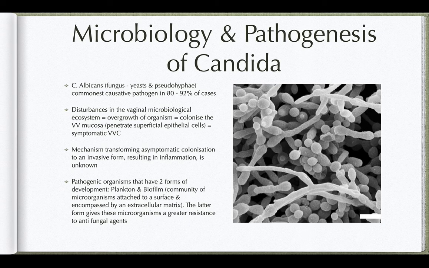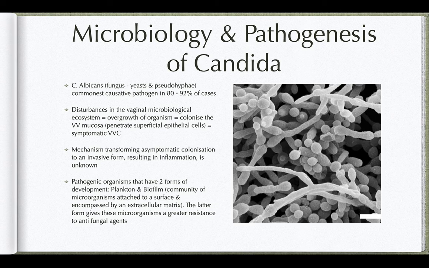Candida albicans is a fungus characterized by yeasts and pseudohyphae, which is the commonest causative pathogen in 80 to 92% of cases, the rest of the cases most likely being caused by Candida glabrata. Disturbances in the vaginal microbiological ecosystem, or disturbances of normal vaginal flora, result in overgrowth of the organism, which then colonizes the vulvovaginal mucosa by penetrating the superficial epithelial cells, and this results in a symptomatic episode of VVC. The mechanism that transforms an asymptomatic colonization to an invasive form resulting in inflammation is a complex and unknown one.